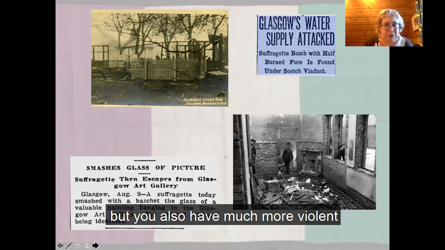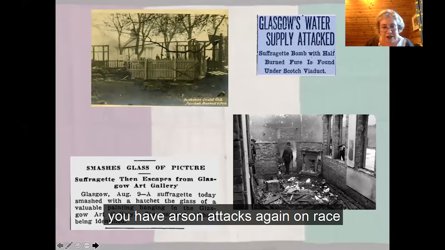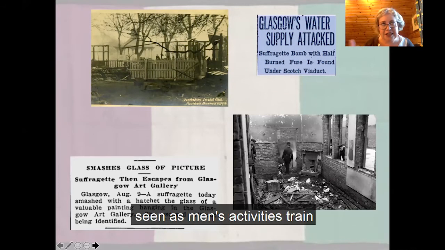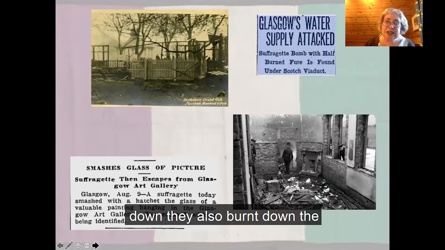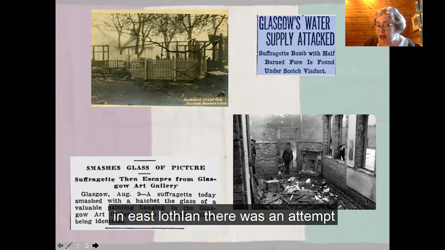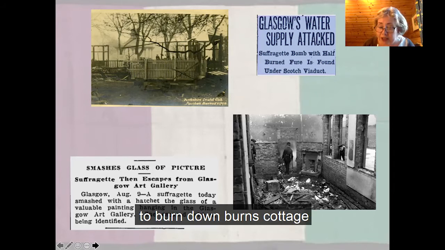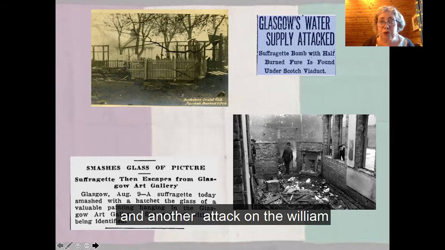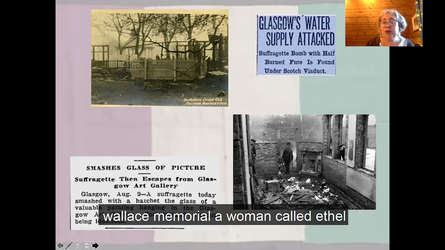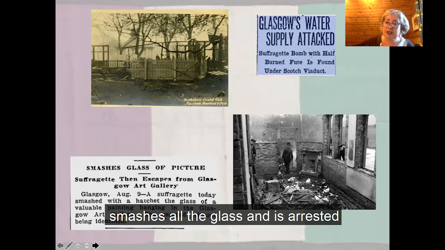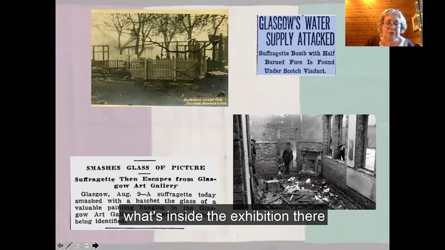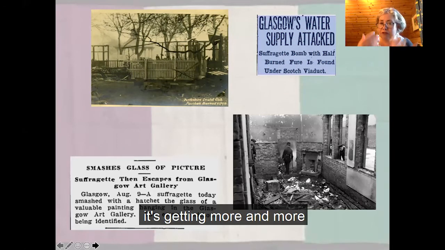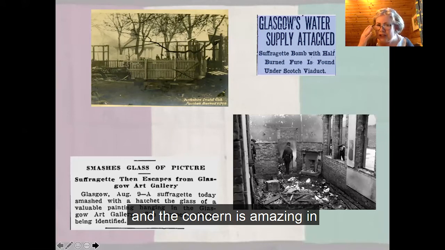But you also have much more violent attacks. You have arson attacks, again, on race courses, which were seen as men's activities. Train stations, like the train station at Leuchars, is burnt down. They also burnt down the medieval Whitekirk in East Lothian. There was an attempt to burn down Burns Cottage, and another attack on the William Wallace Memorial. A woman called Ethel Moorhead smashes all the glass and is arrested before she can grab hold of what's inside the exhibition there. So it's getting more and more violent, and the concern is amazing.